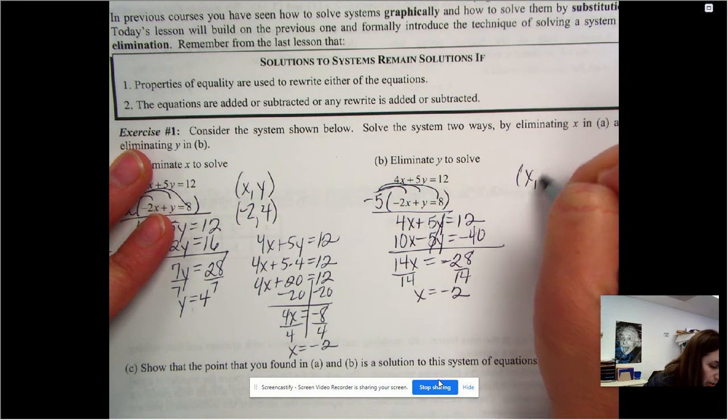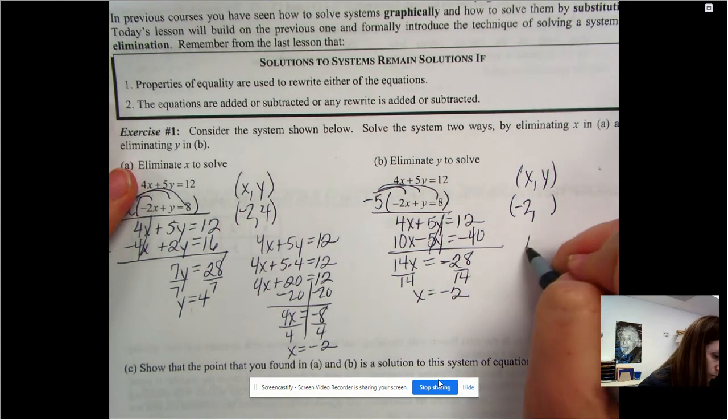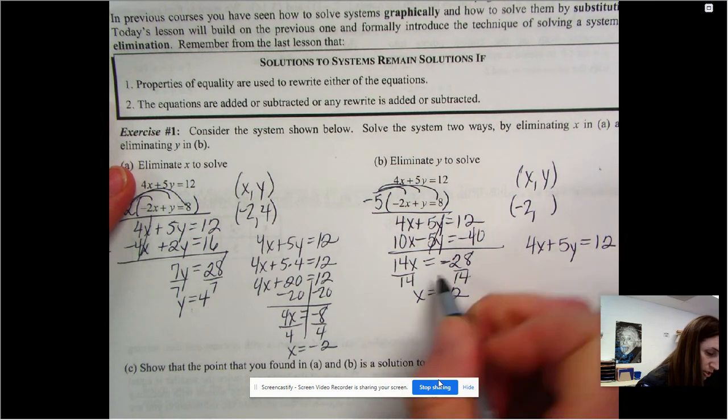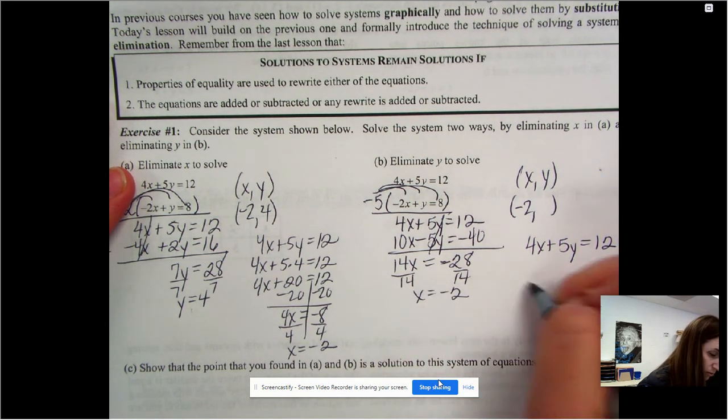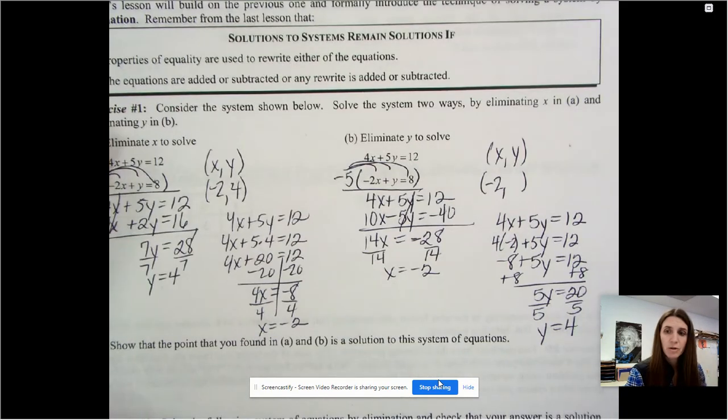So again, up here, I'm going to make my xy, and my x is negative 2. Now, we know the answer already for y should be 4, but we're going to keep going. So picking one of those equations, I'm going to stick to that first one, substituting in the value we just found. And y again should equal 4.